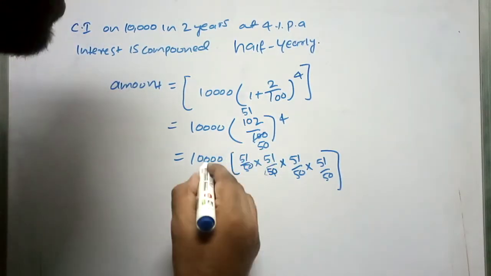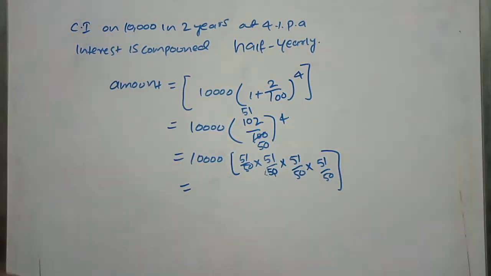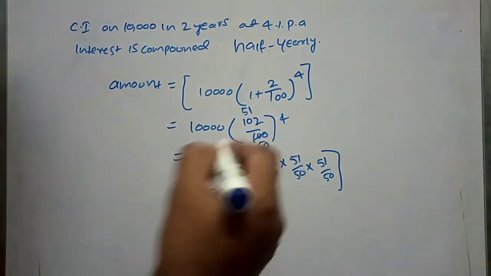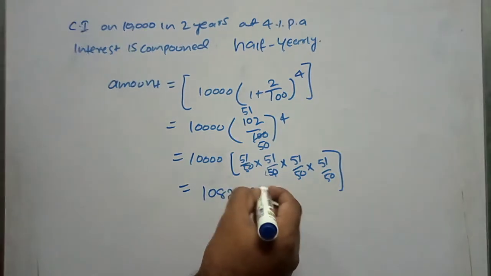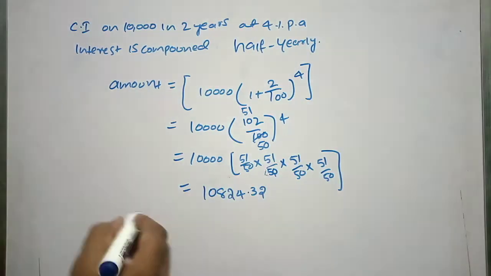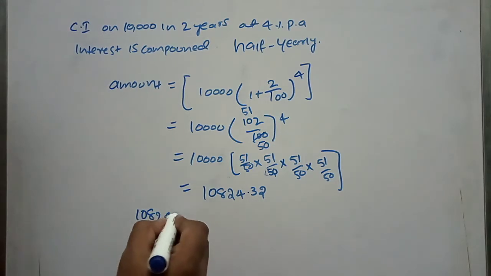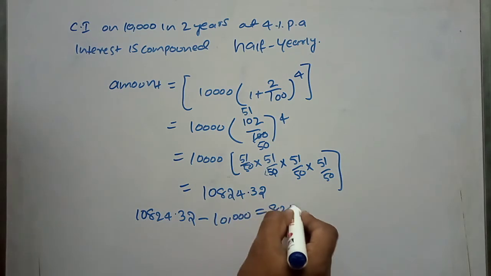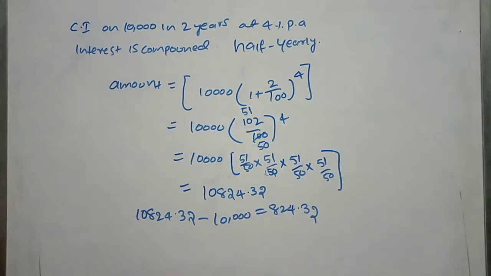So now you can easily try to solve this. And how much does it come? Around 10,824 point some fraction it comes. Okay, so what is the amount? 10,824.32 minus 10,000. So it comes around 824.32. So this is also an example of the easy method of compounding interest, and this is for the semi-annually or half yearly, we can say.